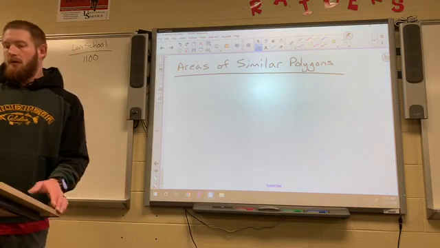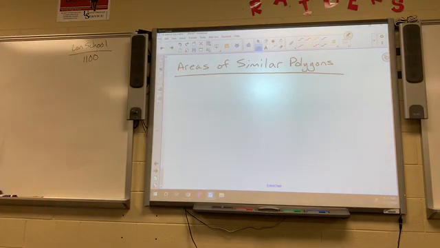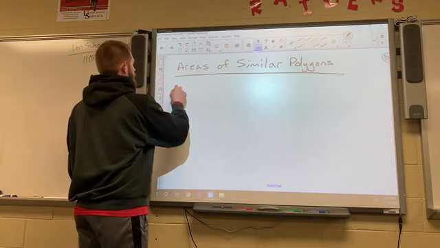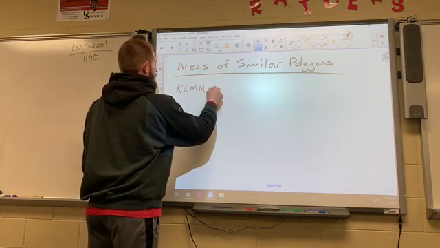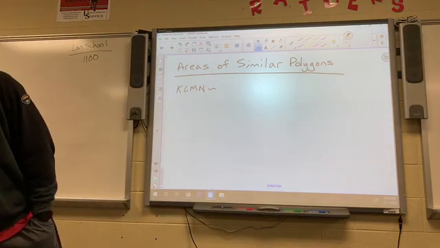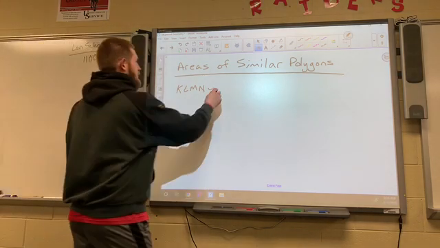Okay. This says that if two polygons are similar, then the ratio of their areas is equal to the squares of the ratio of their corresponding side lengths. Okay, so again, I'm not going to draw the diagram out, but if I had a polygon KLMN is similar to, I'm going to use PQRS again.